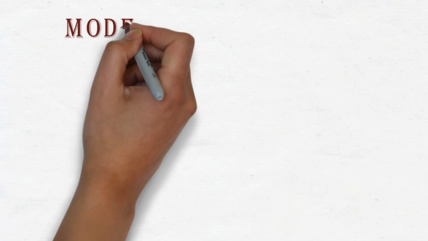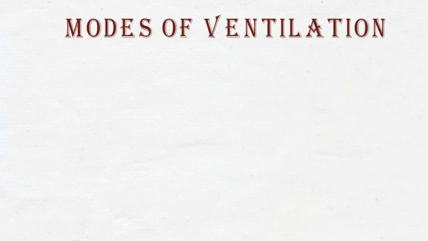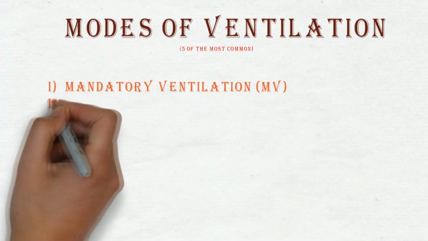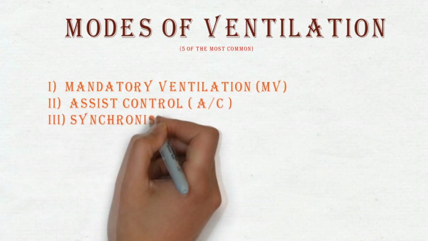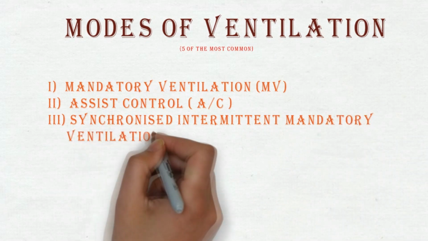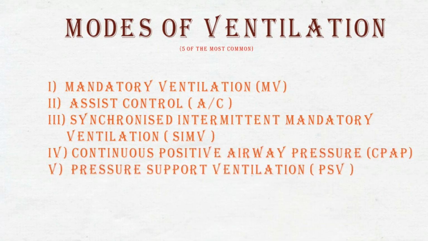Now we have the modes of ventilation. I am taking over here five of the most common modes, which are mandatory ventilation, assist control, synchronized intermittent mandatory ventilation, which is also known as SIMV mode, continuous positive airway pressure, that is CPAP mode, and the last one is pressure support ventilation, that is PSV mode.